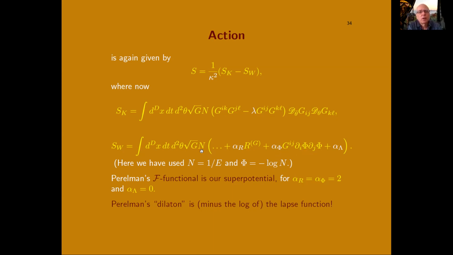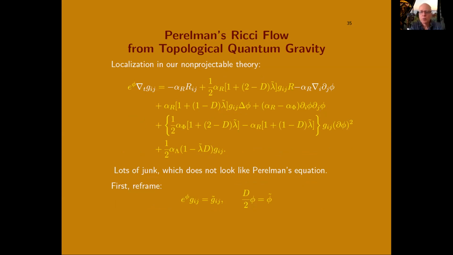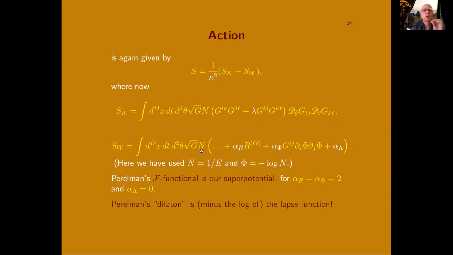So if n is e to the minus phi, this is going to be the famous e to the minus phi prefactor sitting outside of the integrand in the Perelman F functional. So that's our proposal here, and it's somewhat surprising perhaps, and it's an interesting twist.